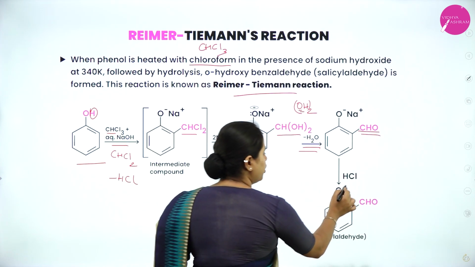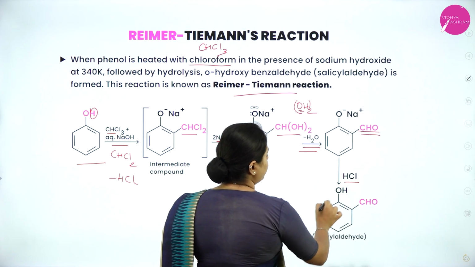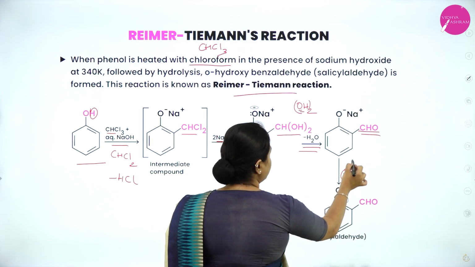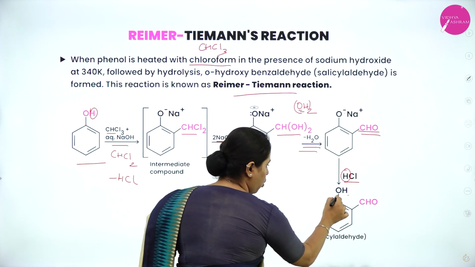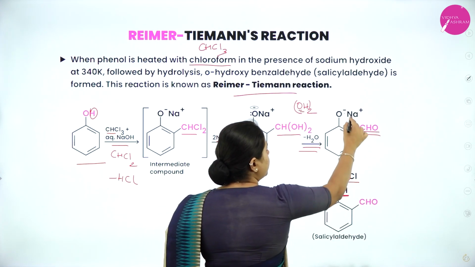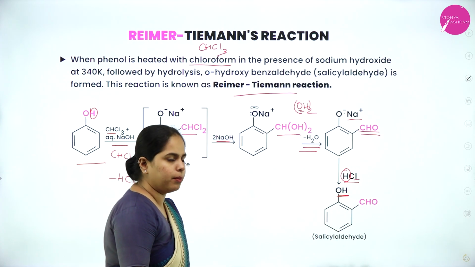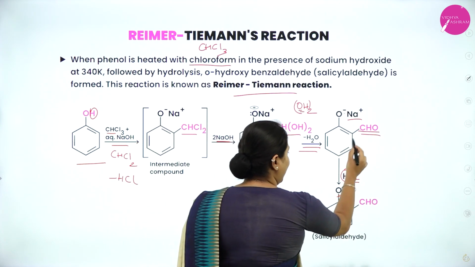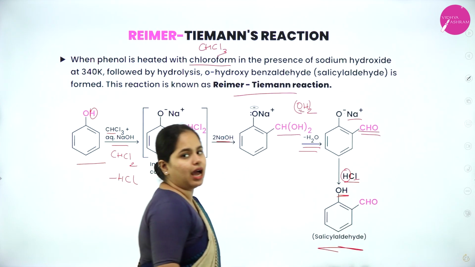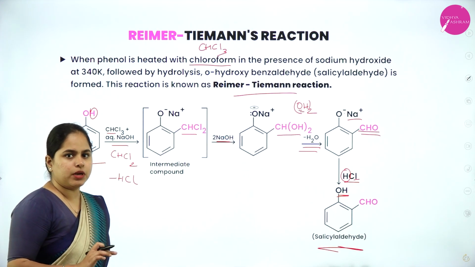In the next step, you are going to add HCl. If you add HCl, this hydrogen will be attached with the O minus and form OH, and the Cl will be removed with the Na plus. So this Na plus and Cl will form NaCl which will be a byproduct, and you are getting OH and CHO here. So this is your salicyl aldehyde. So this is the Reimer-Tiemann reaction.